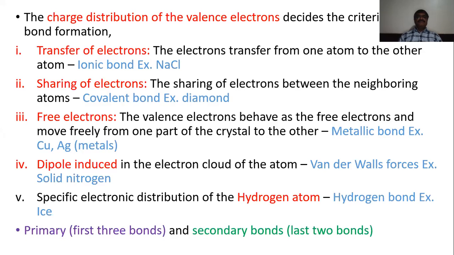The next criterion is the existence of free electrons. It has been observed that in a few crystals, especially in metals, the valence electrons do not belong to a particular atom, but move freely inside the metal, the metallic solid. Inside the metallic crystal, these electrons move freely and behave as if they are free electrons. They produce the bonding between the atoms, and such a type of bond is called a metallic bond. The examples are different metals like copper, silver, etc.